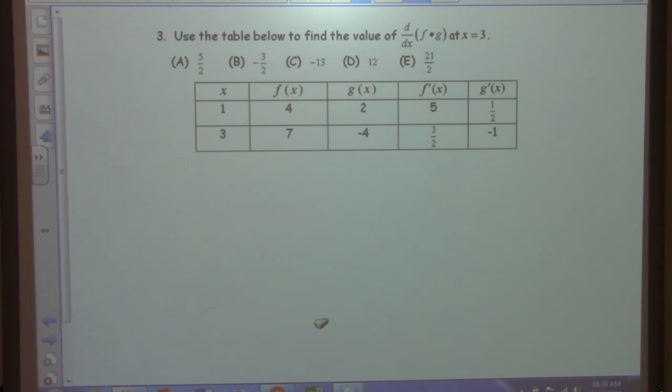Okay. Is that 3 halves? Yes, 3 halves down there below f prime of x, where x equals 3, 3 halves. It seems like a trick question.